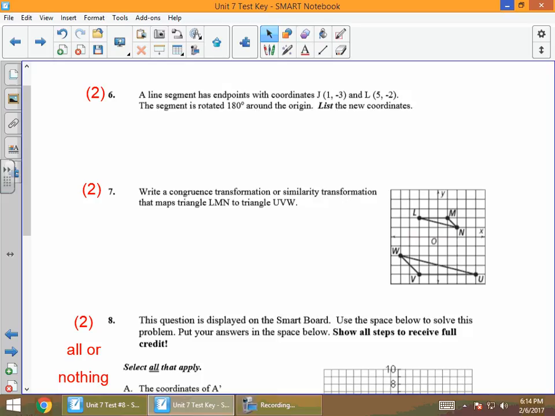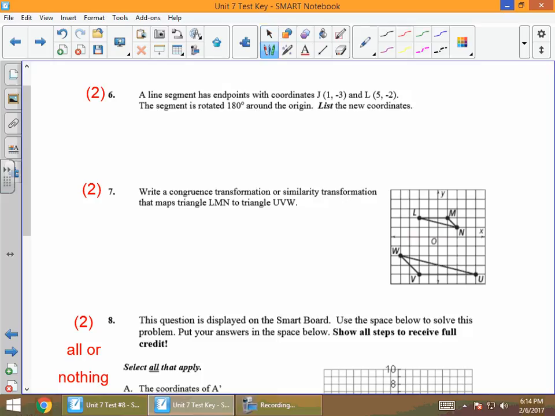Ohio end of year test, that Ohio State test, those questions are oftentimes scored as either right or wrong when it's select all that apply. There is no partial credit there. So let's take a look at question number 6.